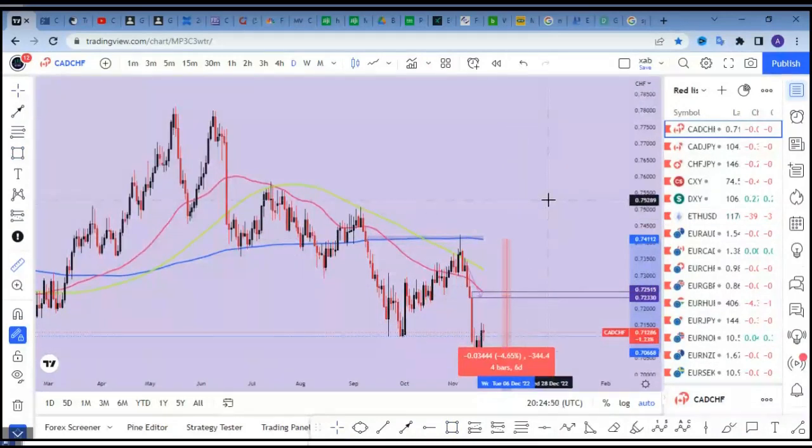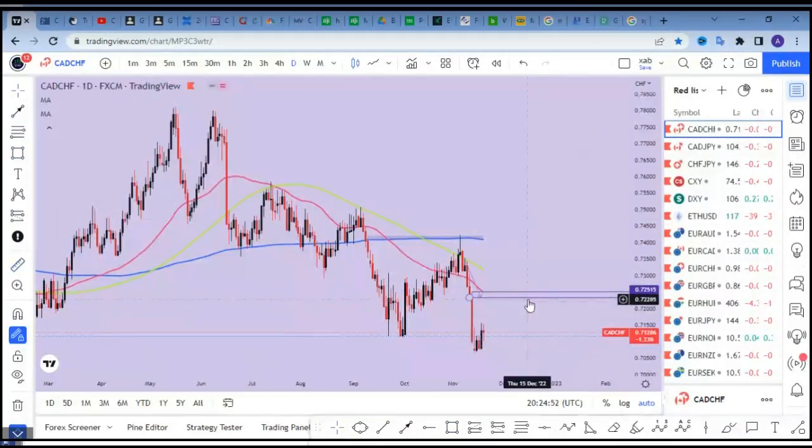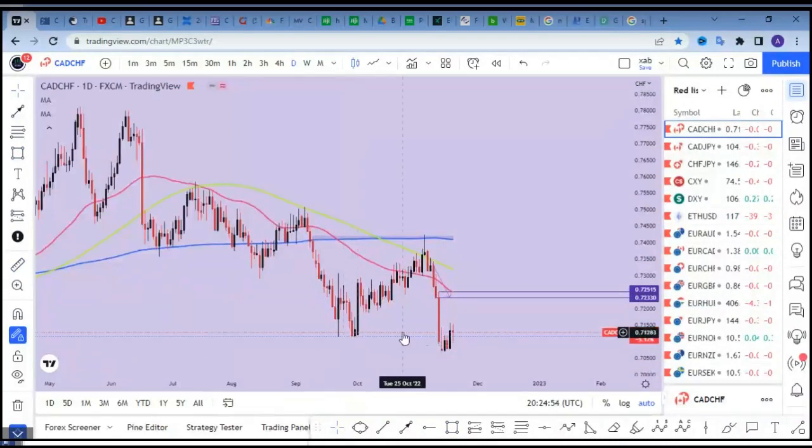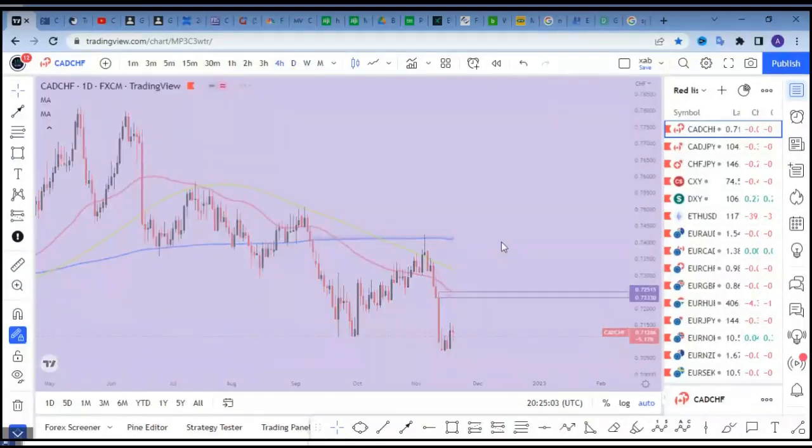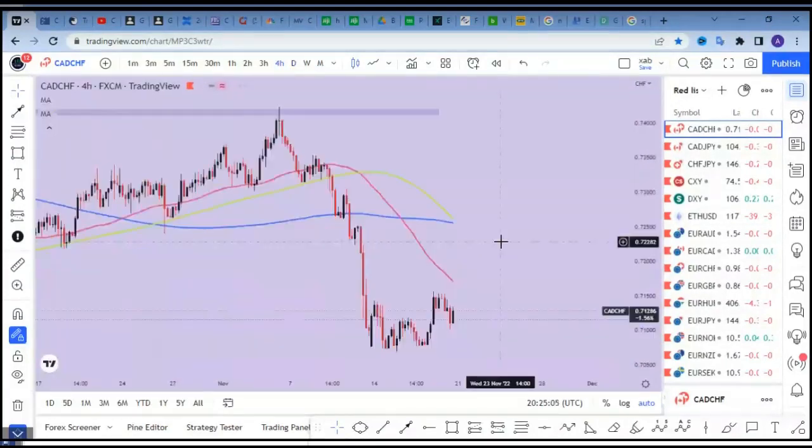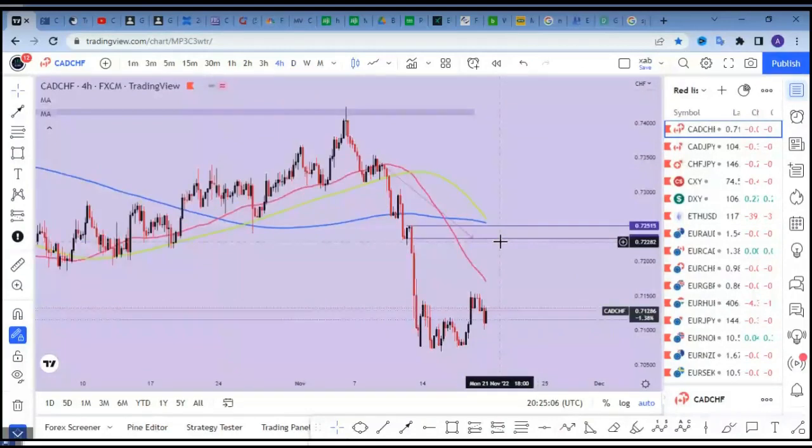So right about now, I think we've broken structure over here. We've broken structure at that point, which on the 4 hours time frame leaves us with a couple of options. The first one would be that we take out liquidity from here.